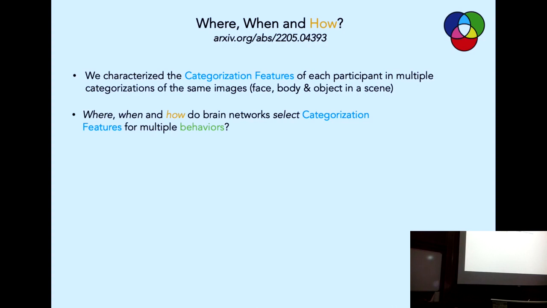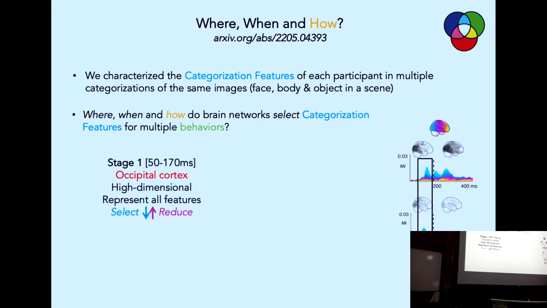So, what have we shown so far? We've characterized the categorization features per participant. We have looked at where, when, and how they were selected for multiple behaviors. And we can see a first stage between 50 and 170 milliseconds, where the representation in occipital cortex is highly dimensional. All features are represented, at least many. We've repeated this across all the features of the image, across all the pixels of the image, in fact. But we see that the same feature can be marked for selection or reduction depending on the task.